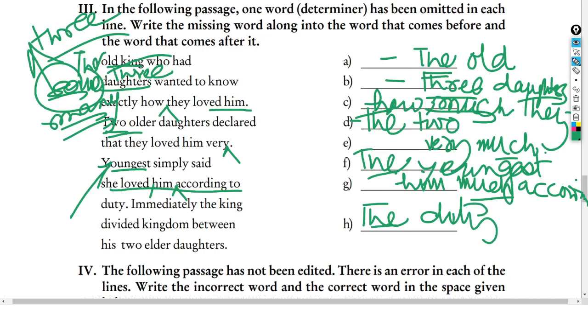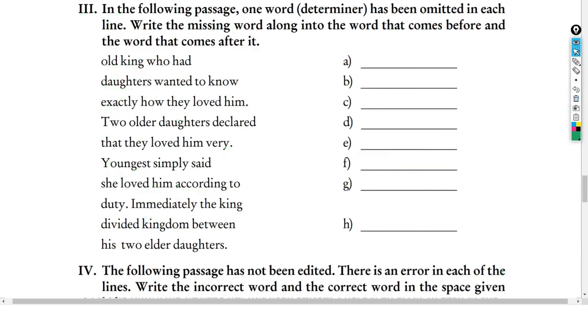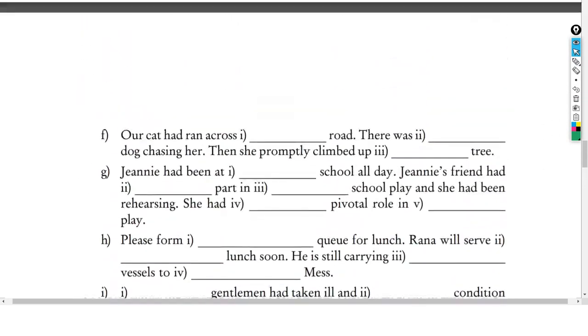Immediately the king, after that there is no determiner. Immediately the king divided the kingdom between his 2 elder daughters. 2 elder daughters. Here divided the kingdom. Here 'the' will be there, and this will be after kingdom. K-I-N-G-D-O-M. So therefore, my dear children, in this way you can make the practice. Then your knowledge will be perfect.